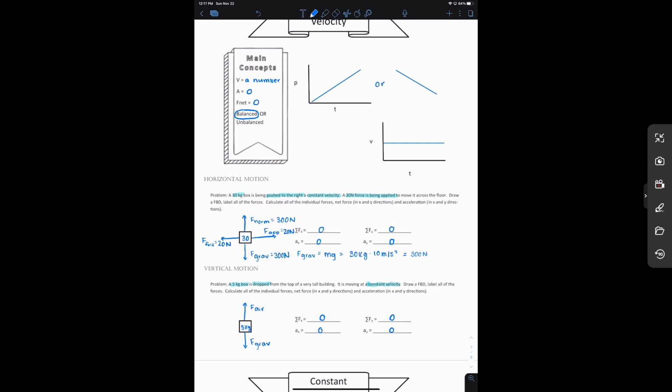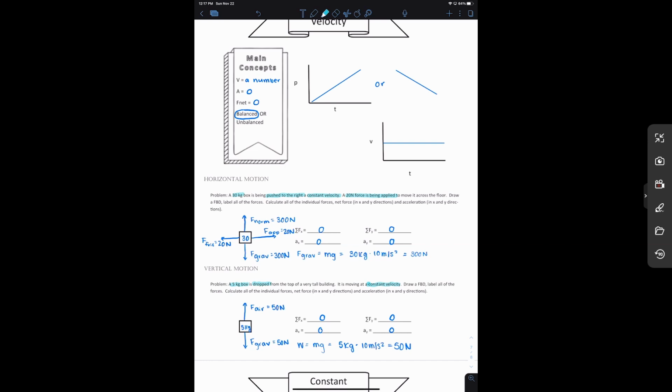Okay, so we're going to do the same thing we've done previously. F gravity, we can calculate it because we know the mass, so it's going to be 5 kilograms times 10 meters per second squared. So that's going to be 50 newtons. So our force of gravity equals 50 newtons. Since it's balanced, our force of air is going to also equal 50 newtons.